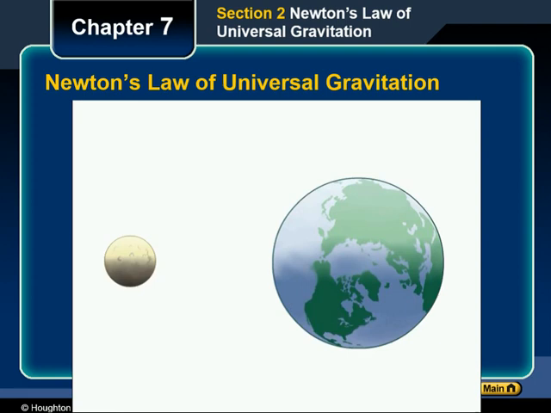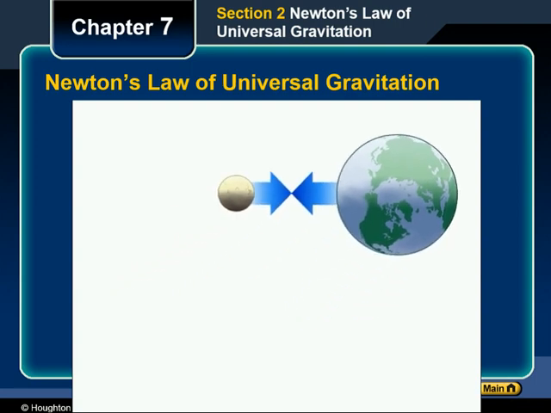In Newton's law of universal gravitation, he explains that all objects in the universe attract each other through gravitational force. The mass of the objects and the distance between them affects the size of the force. Newton's law states that the force of gravity depends on the product of the masses of the objects divided by the square of the distance between them.